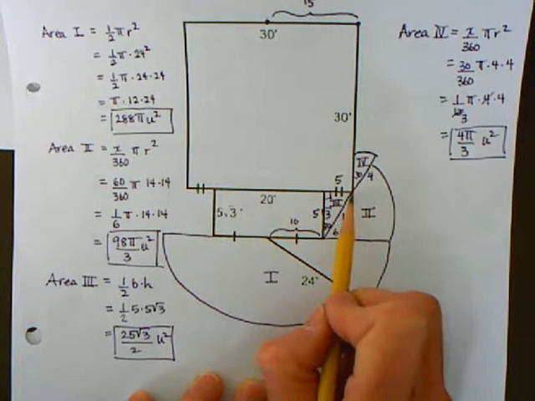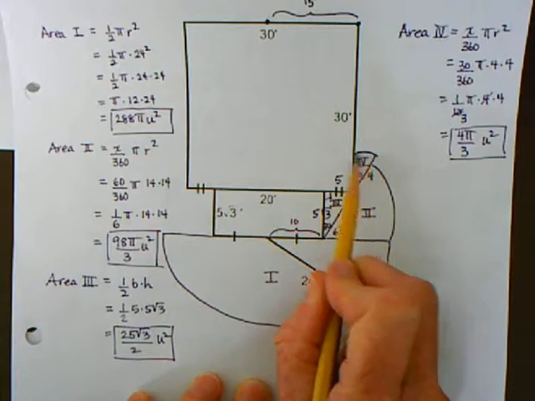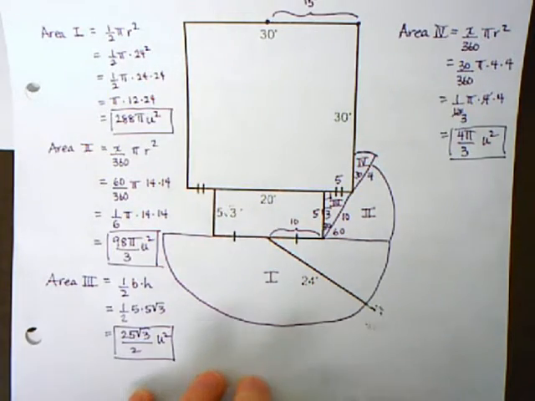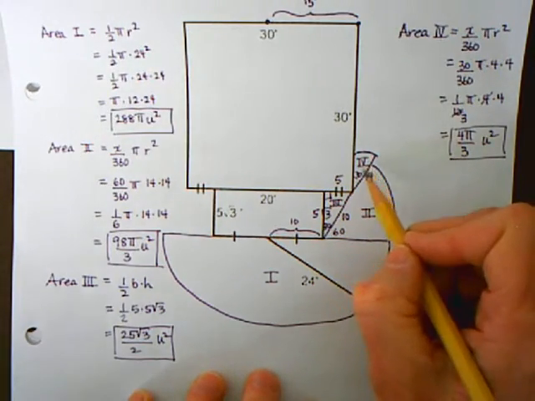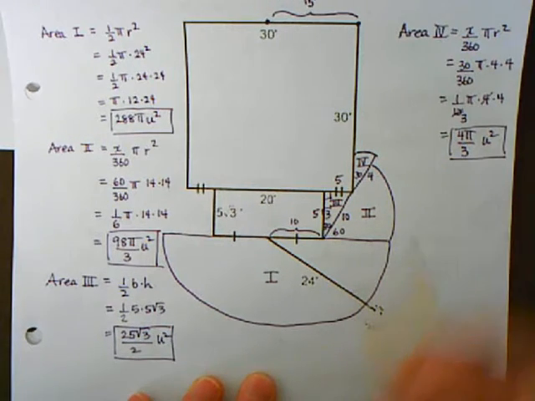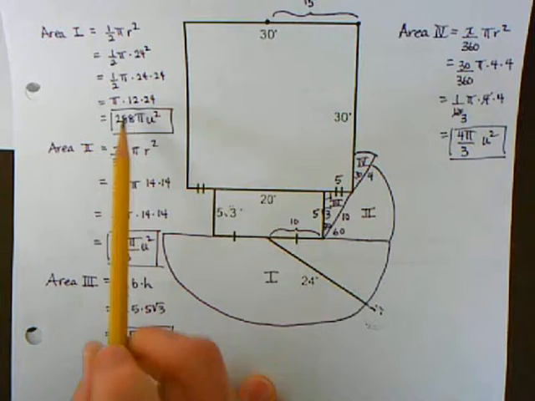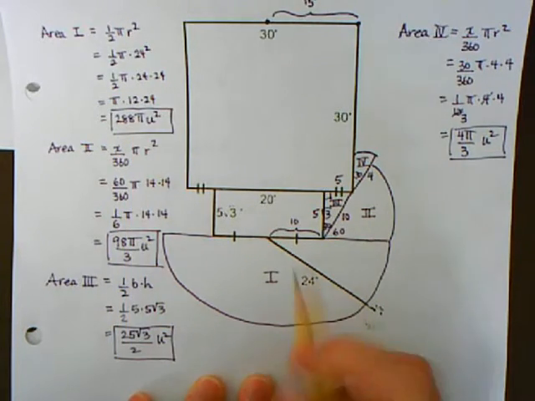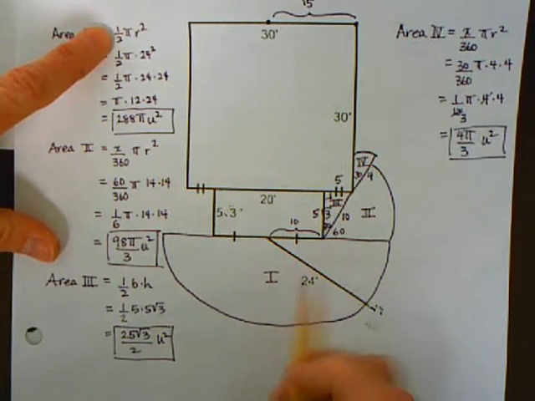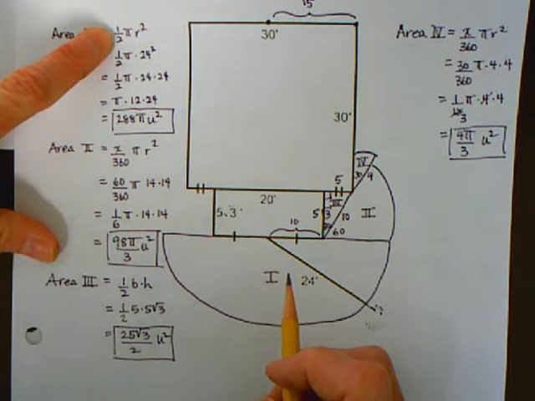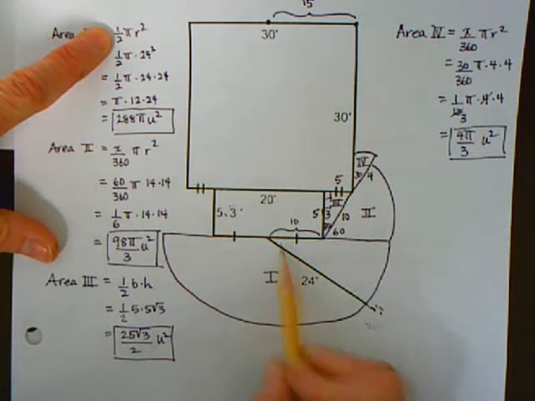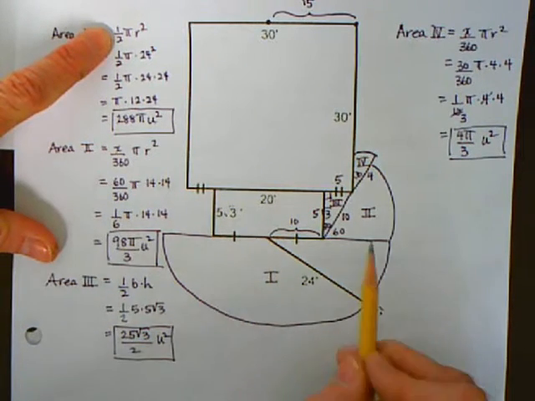So again, his leash hangs up here, and then he can only roam in a pie, like a pizza-shaped wedge there, a sector. So to find the area of region 1, it's 288 pi units squared. It's a semicircle, so 1/2 pi r squared. The radius here is 24 because he can roam this entire length.